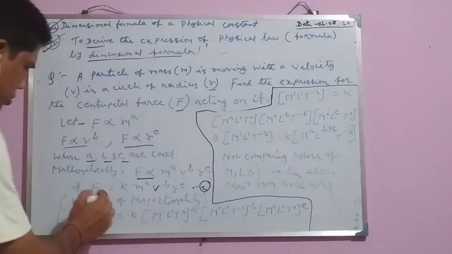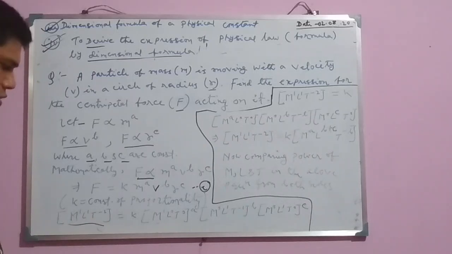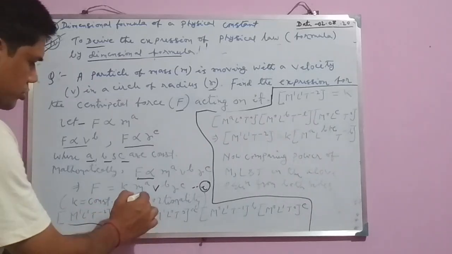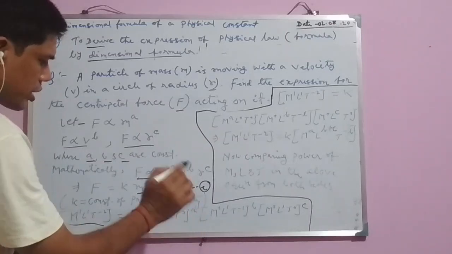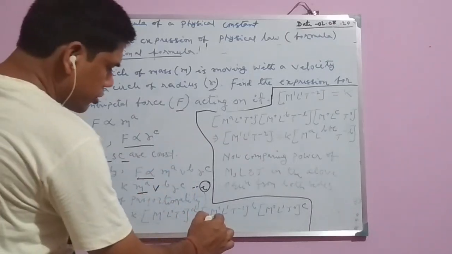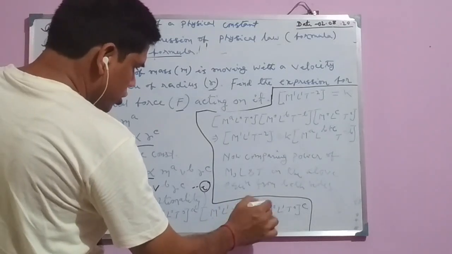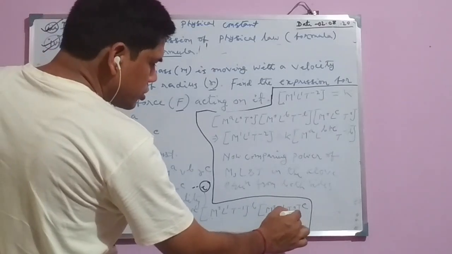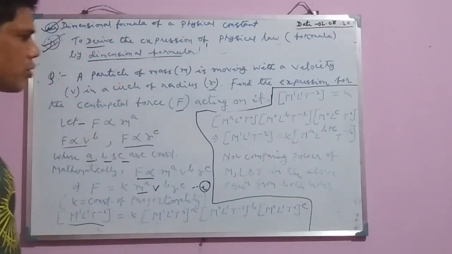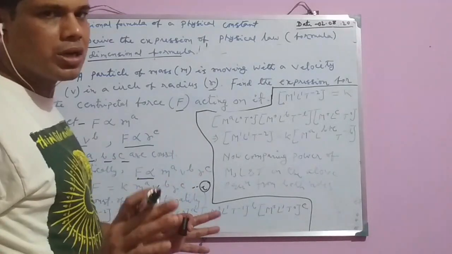The dimensional formula of F, meaning force, is M to the power 1, L to the power 1, T to the power minus 2. Dimensional formula of mass is M to the power 1, L to the power 0, T to the power 0, whole to the power a. Dimensional formula of velocity is M to the power 0, L to the power 1, T to the power minus 1, whole to the power b. And dimensional formula of radius is M to the power 0, L to the power 1, T to the power 0, whole to the power c. Here k is the constant of proportionality, so it is generally dimensionless.